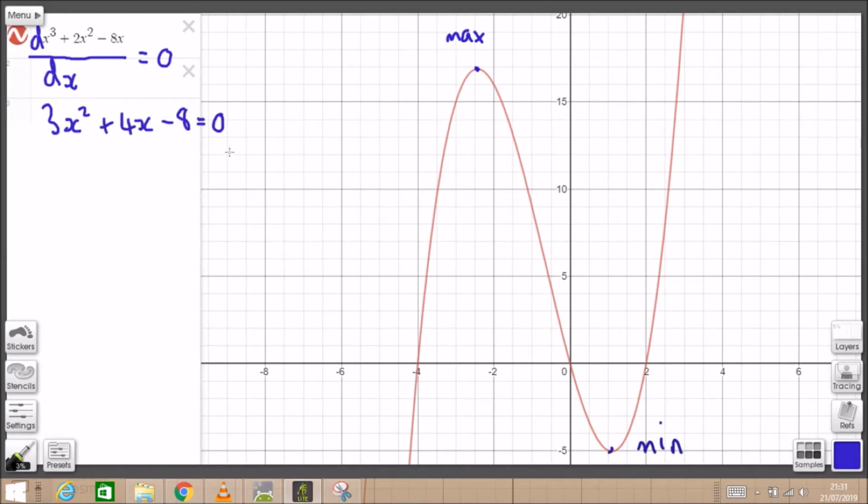The first derivative set equal to 0 will give us x is equal to negative 2.431. That will be our maximum point, and our minimum will be 1.097. Now, how do we know this first point is a maximum, not a minimum, without looking at the function?